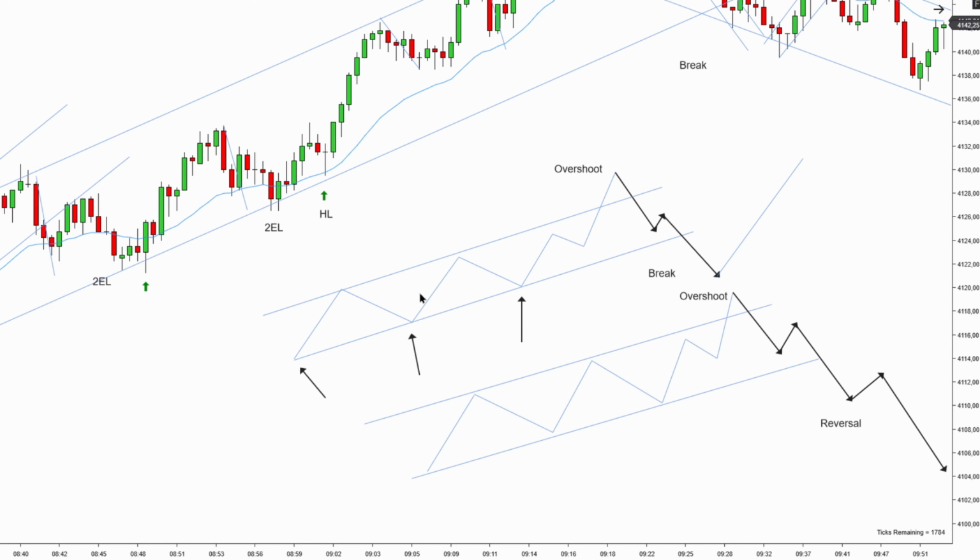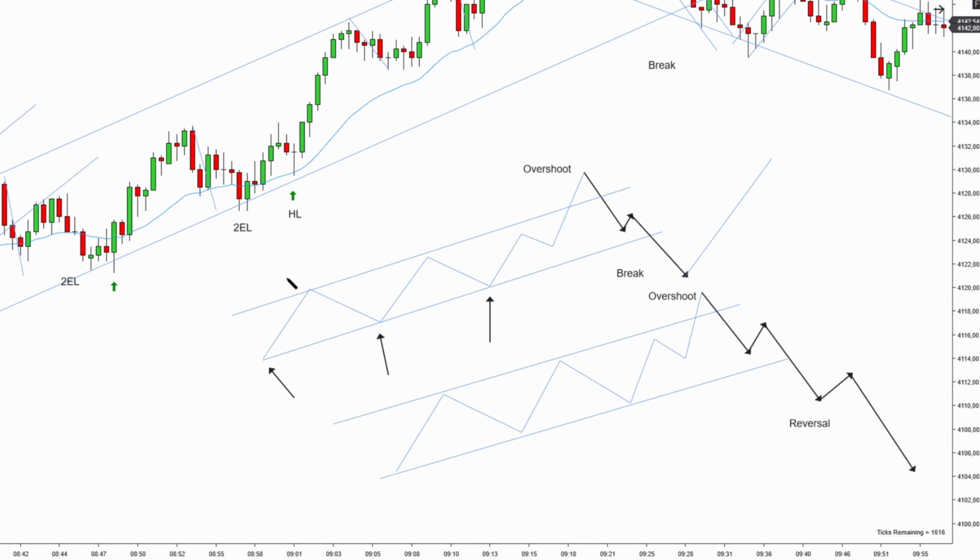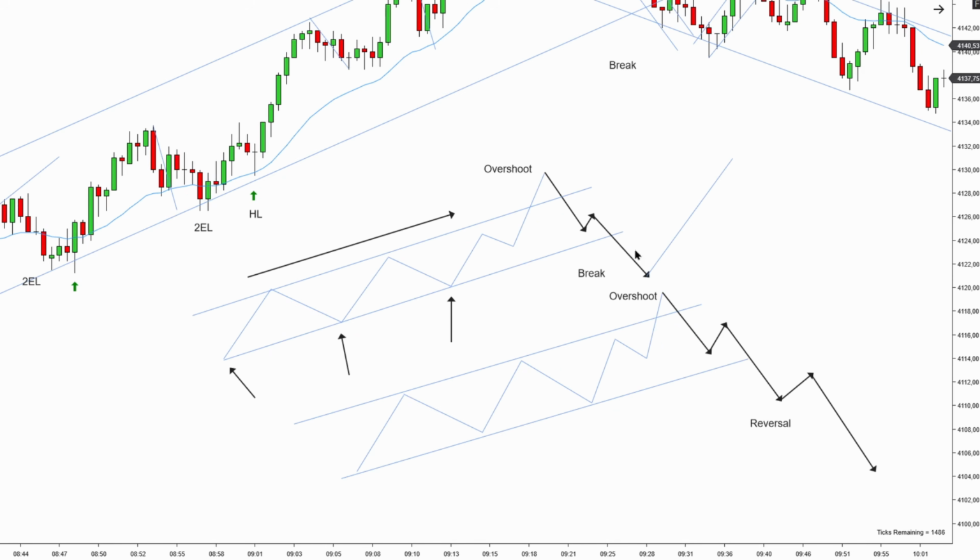Now this is important because as long as this channel, this uptrend, is in play, we are looking for buying opportunities. We're not thinking about selling. We're only looking for high probability setups to go long. After we get a break, we expect prices to create a new extreme. That is because we are following the trend line rule.